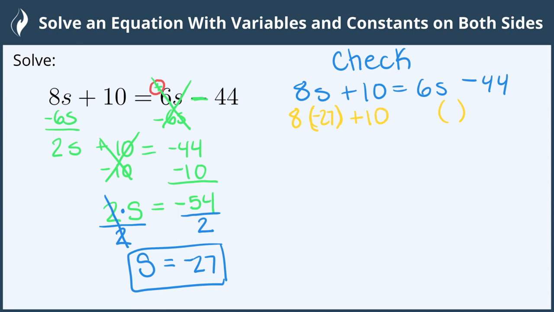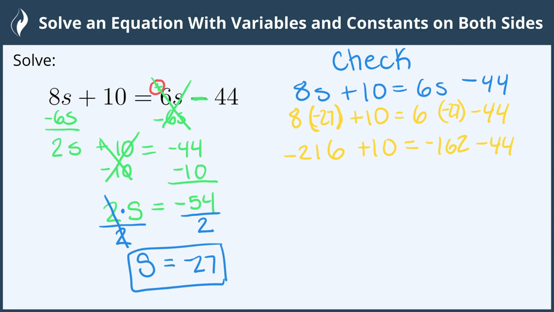Plus 10. And then equals 6 times negative 27 minus 44. Notice how those parentheses help us see that that 8 is being multiplied to the negative 27, and that without those parentheses, we might accidentally think that is 8 minus 27. Now we go ahead and we can use our calculator. 8 times negative 27 is negative 216, plus 10 equals 6 times negative 27 is negative 162. And then we continue copying down, minus 44.